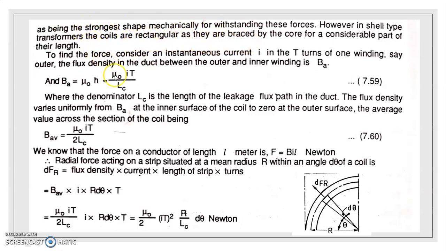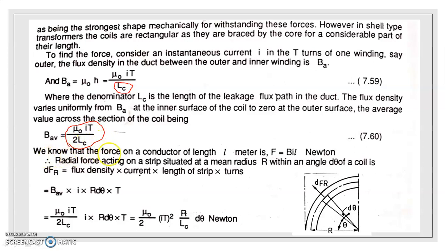Lc is the leakage flux path in the duct, as I am showing here. So the density varies uniformly from Ba at the inner surface of the coil to 0 at the outer surface. The average we can calculate as mu 0 i into T divided by 2 Lc.